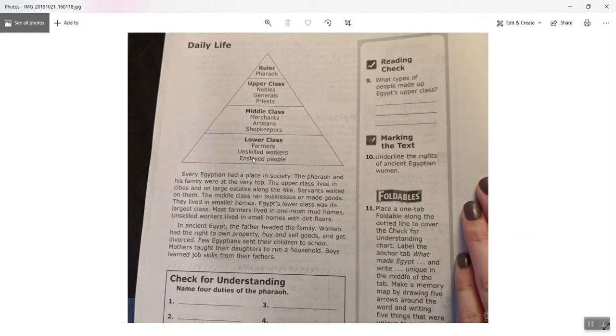In ancient Egypt, the father headed the family. Women had the right to own property, buy and sell goods, and to get divorced. Few Egyptians sent their children to school. Mothers taught their daughters to run a household, and boys learned job skills from their fathers. Number 9, what types of people made up Egypt's upper class? Number 10, underline the rights of Egyptian women, right in here.